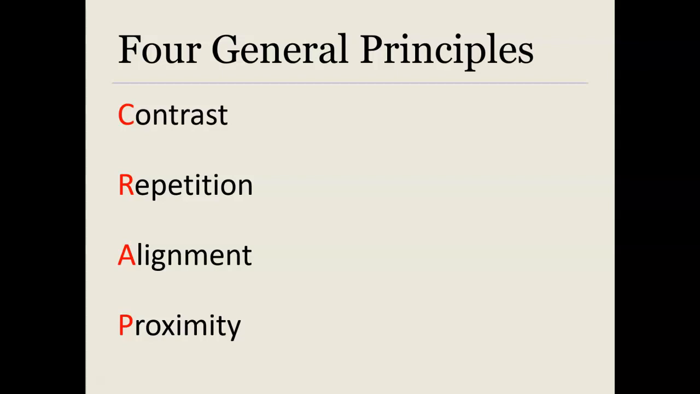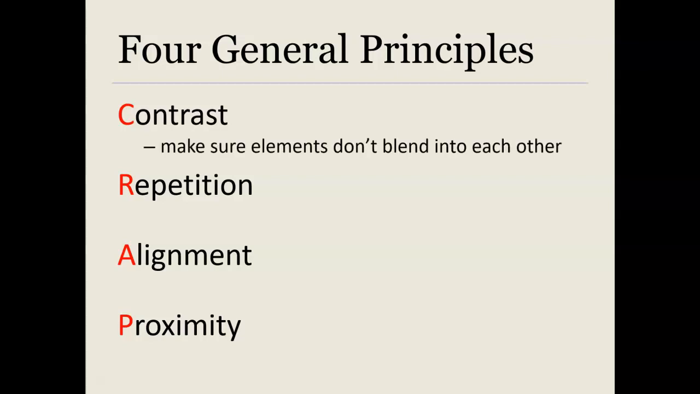Let's define what they mean. Contrast. Contrast is making sure things don't blend into each other. So if it appears on the page or screen, it needs to stand out and not become part of the background. Repetition. Any visual element that appears on a screen or page needs to be repeated over and over again. So examples of formatting need to be repeated. That's how documents gain cohesion. They stick together. They look like they are part of a set.